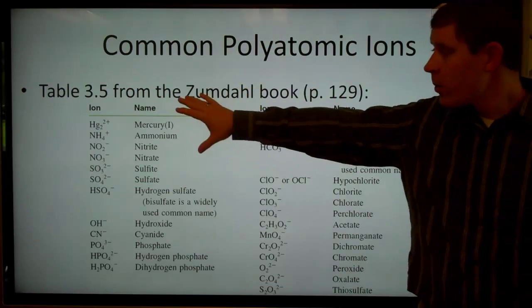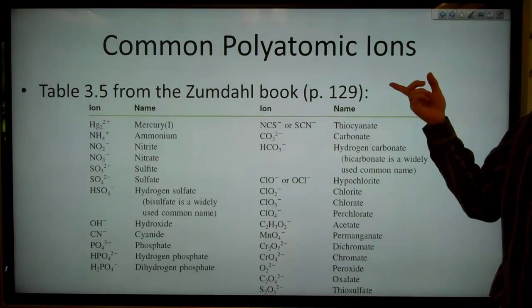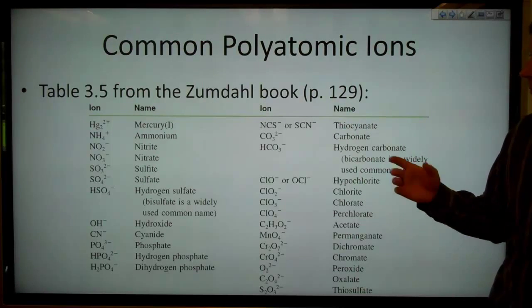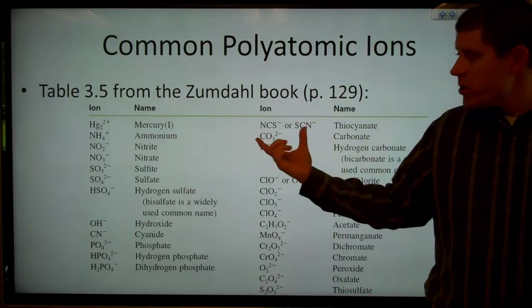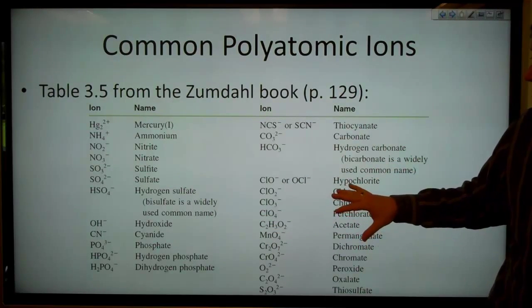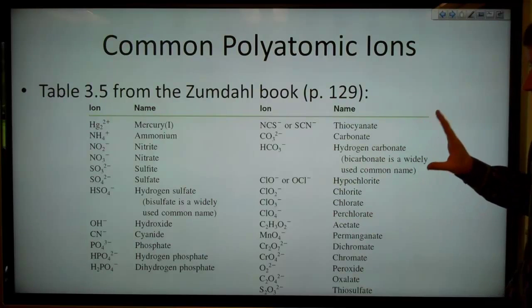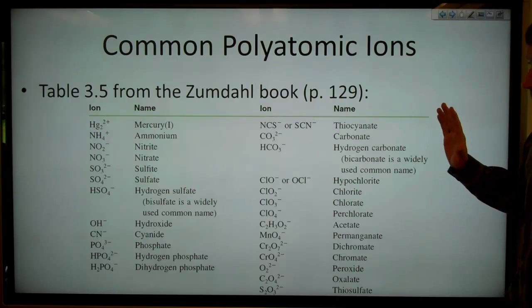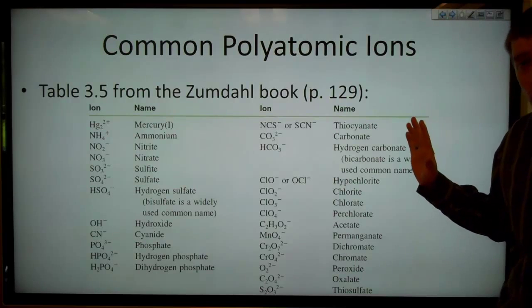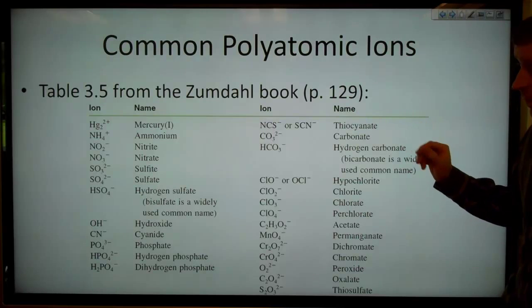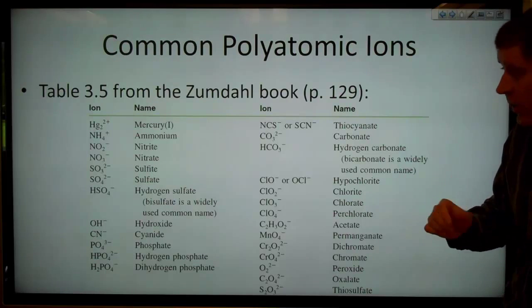So here we have table 3.5 from the Zumdahl book. This is on page 129 in the first edition. Here we have a listing of all of the common polyatomic ions. I'm not going to go through all of them. You should look through the book. For these, for the most part, you're just going to have to memorize what they are. You should know basically all of them. I'll point out a few of them.